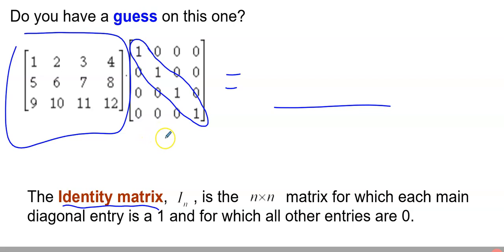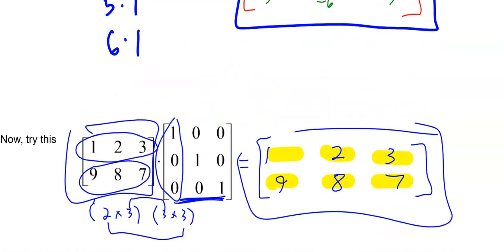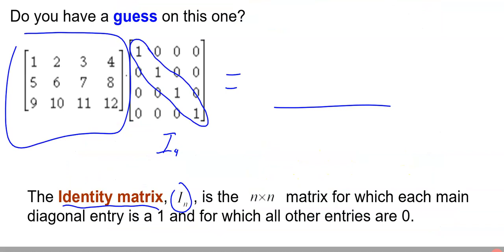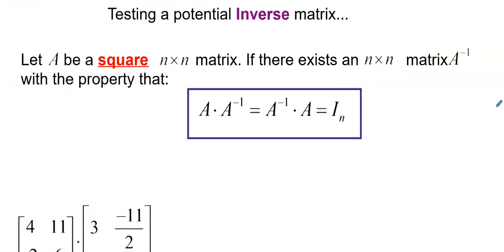If I wanted to be cool and label this, I could call this the I sub 4 matrix. I could call this one the I sub 2 identity matrix. I could call this one the I sub 3 identity matrix, because those are the dimensions of the matrix. You don't have to know that name. You do have to know that this is the identity matrix, and you'll see this. In this section, we're doing inverses, and identities have to do with inverses here. You'll see that in a second.